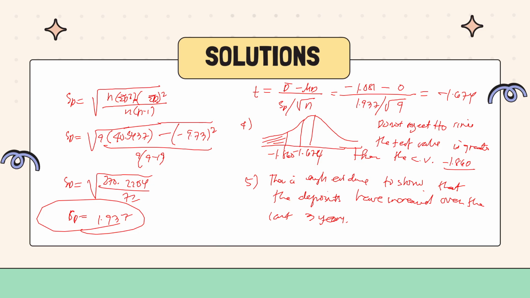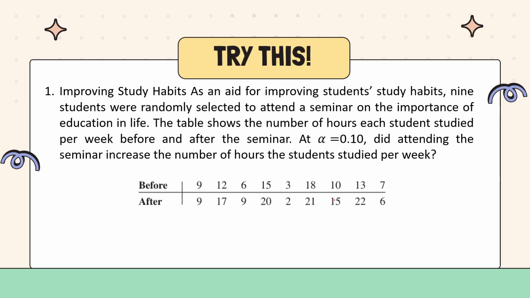Okay, so let's proceed now with Try This: Improving Study Habits. In order to improve students' study habits, 9 students were randomly selected to attend a seminar on the importance of education in life. The table shows the number of hours each student studied per week before and after the seminar. At alpha 0.10, did attending the seminar increase the number of hours the students studied per week?